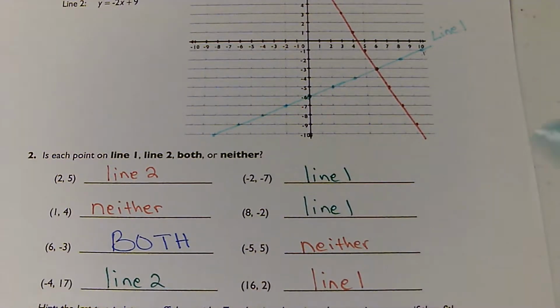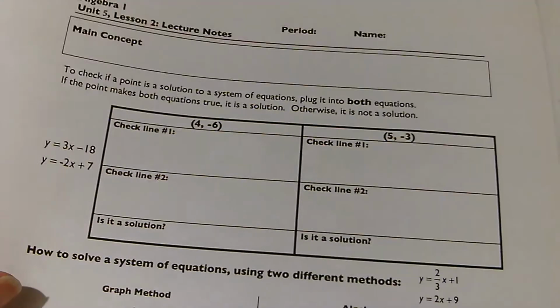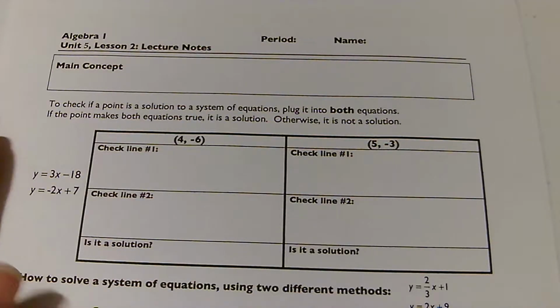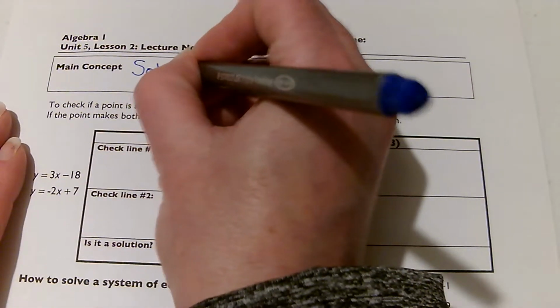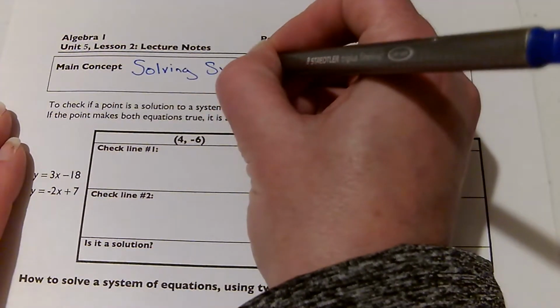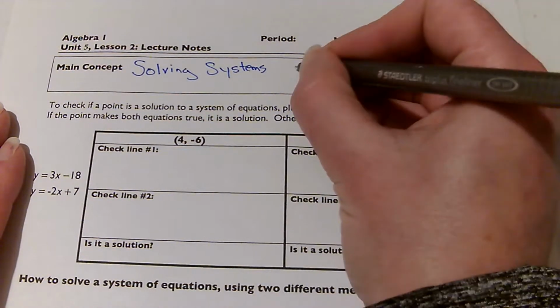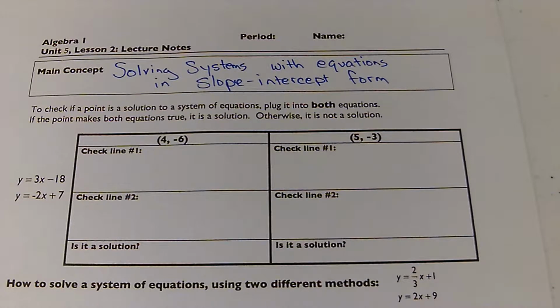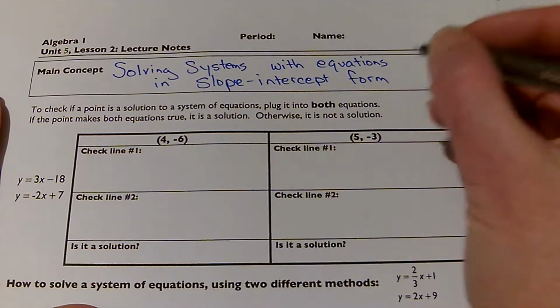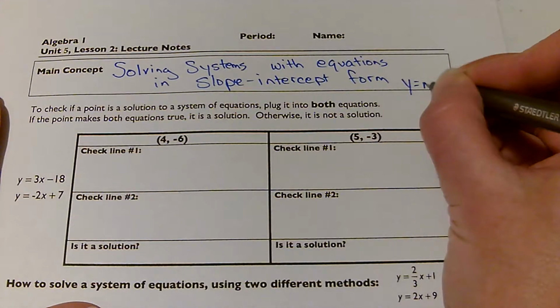So let's go to our note-taking guide. So our main concept today is to be solving systems with equations. So the main concept for our notes today is that we're going to be solving systems with equations in slope-intercept form. Slope-intercept form is your y equals mx plus b.